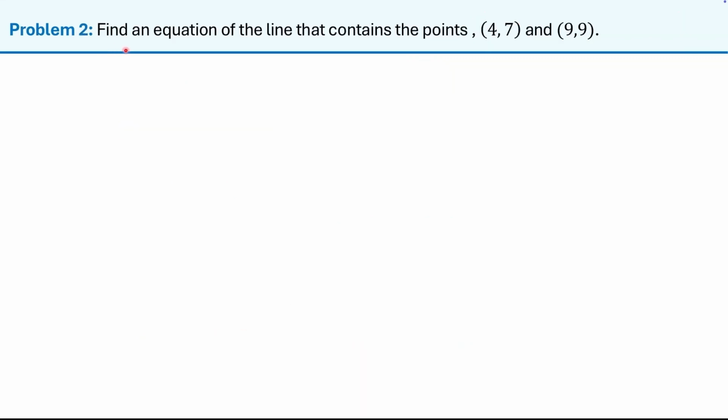Problem 2. Find an equation of the line that contains the points 4, 7 and 9, 9. In this problem, you are given 2 points on the line. The points are 4, 7 and 9, 9. With these 2 points, you can find the slope of the line. With the slope and one of these 2 points, we can write the equation of the line. So, let us find the slope first.